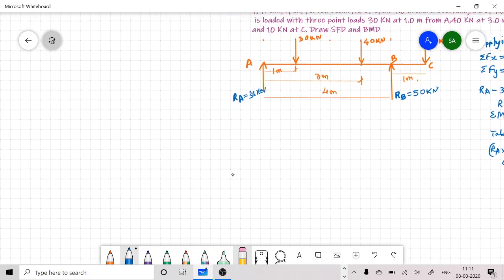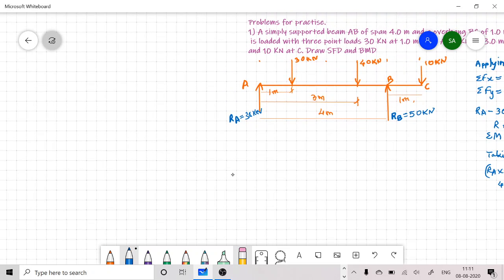Now the shear force calculation. To draw the shear force diagram, the sign convention for shear force: if this is a section, upward force on LHS and downward force on RHS, we will assume positive, whereas downward force on the left hand side and upward force on the right hand side as negative. So I will show you the sample calculation for any section.